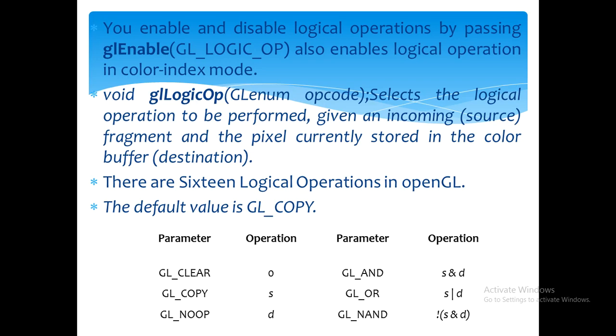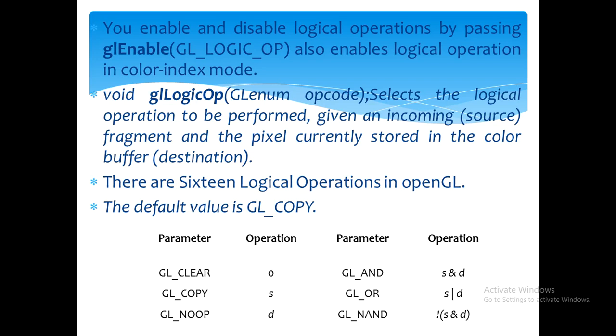There is an API available, glLogicOp(GLenum opcode). Which logical operation you want to use, whether XOR, OR, and all those things, those are given in the table below. It will select the logical operation to be performed given an incoming source. It will perform the logical operation taking the incoming source as one input fragment and the pixel currently stored in the color buffer, one input from the incoming source, one input from the destination buffer.